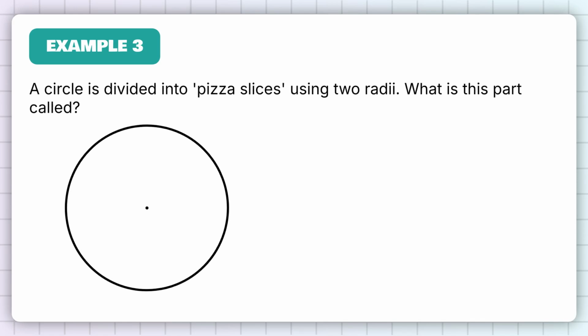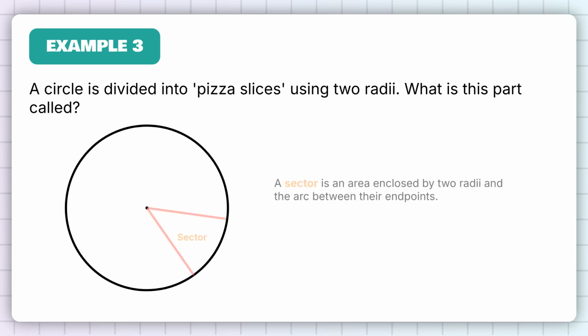Let's now look at one last problem. A circle is divided into pizza slices using 2 radii. What is this part called? Recall that a sector is an area enclosed by 2 radii and the arc between their endpoints. Therefore, each pizza slice is a sector of the circle. By walking through these examples, we've applied the vocabulary and concepts related to circles. Try practicing other problems. You will identify parts of a circle with ease.